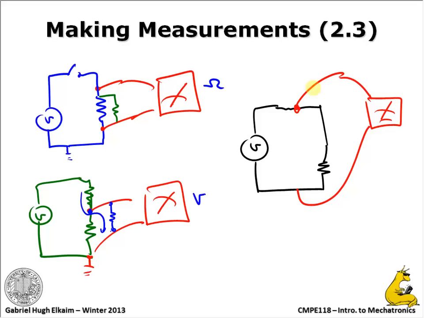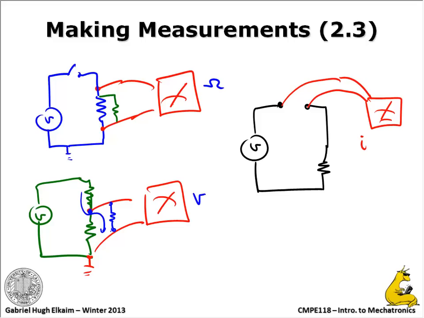So if you're going to measure current, then the thing to do is you have to break your circuit at the point, and you're going to hook up the multimeter in series. So this is to measure current. Right. So those are important stuff.